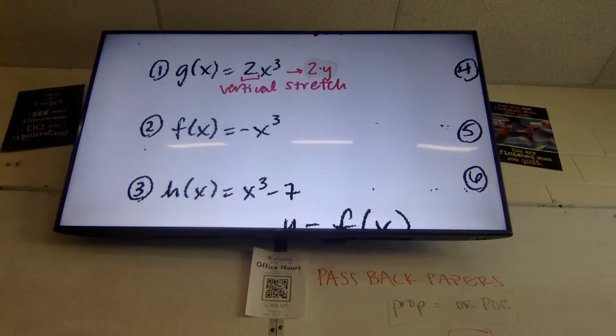What about the next one? Negative x to the third. What does that do to my graph? Max? Oh, it's opposite. We flip it over which axis? The x-axis. Good. And which variable does that change? Your x's or your y's? Your y's. So it's like we're doing -1 times y. Okay.